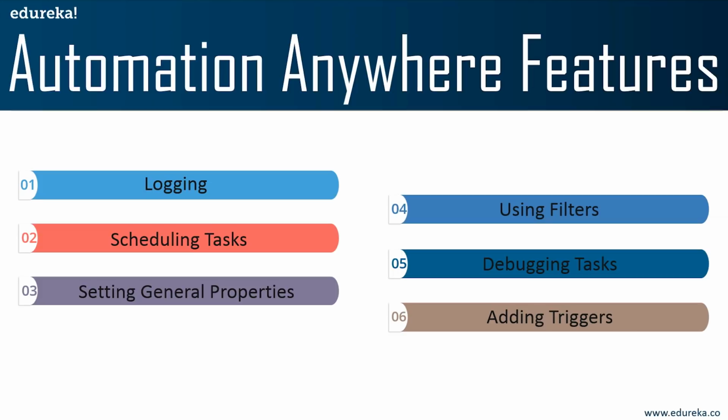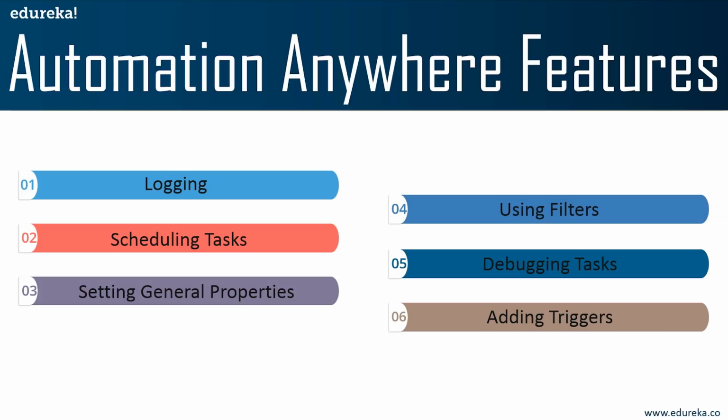Coming to setting general properties, you can view and edit the task general properties by using the general tab once you're done creating the task. Moving on to the next feature, using filters. You can use the filters bar to manage long and humongous tasks. It can always happen that you want to automate large tasks, and then you can use filters.